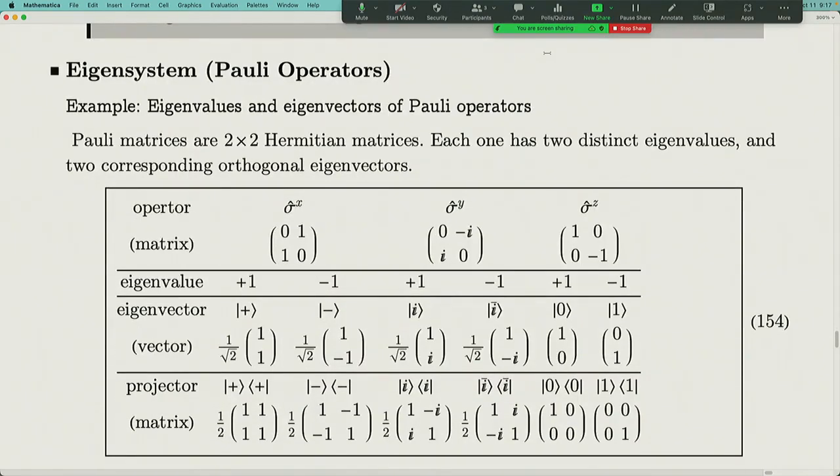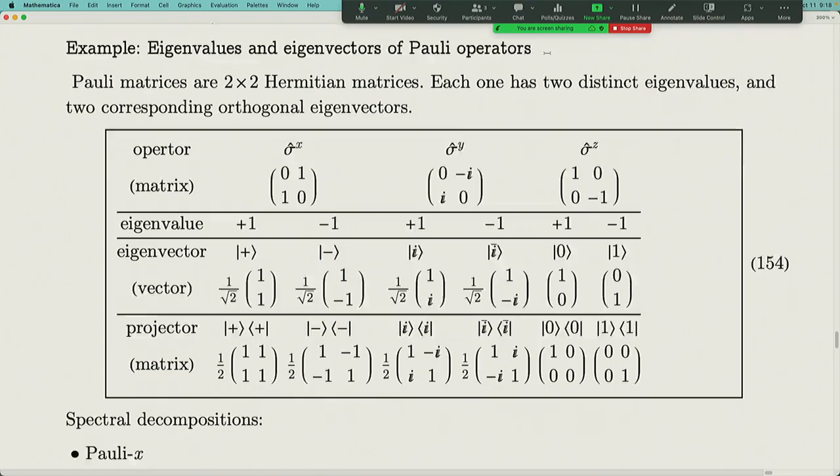So apart from these very complicated 8x8 matrices, let's look at some eigensystems which we can really compute by hand, which are eigensystems of Pauli operators. Pauli operators are these 2x2 Hermitian matrices, which are operators defined for qubits. There are 3 of them, sigma x, sigma y, sigma z, and their matrix representations are as follows.